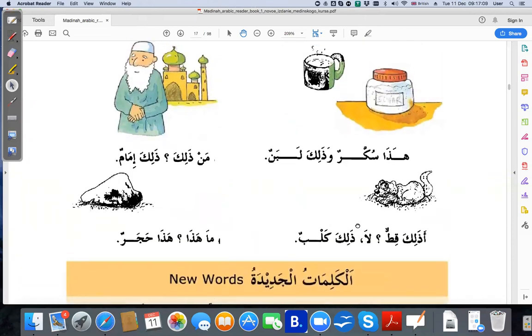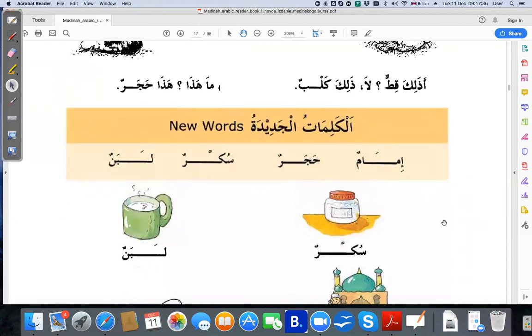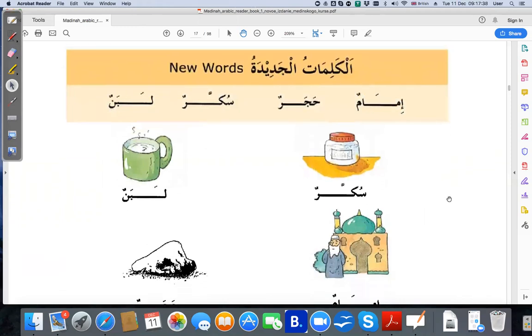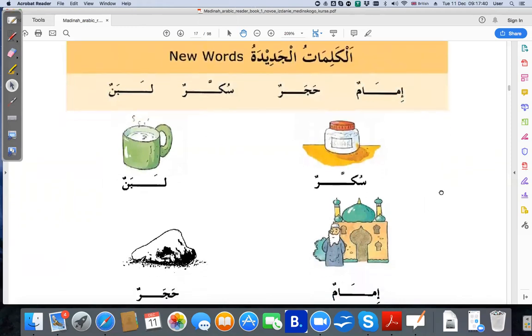Okay, for example, هذا سكر, this is sugar, وذلك لبن, and that is milk. من ذلك, who is that? Okay, ذلك إمام, that is an imam. ما هذا, because it's an object, we say هذا حجر. We use ما instead of من. ذلك قط, لا ذلك كلب. Okay, we use this inshallah in the WhatsApp group.